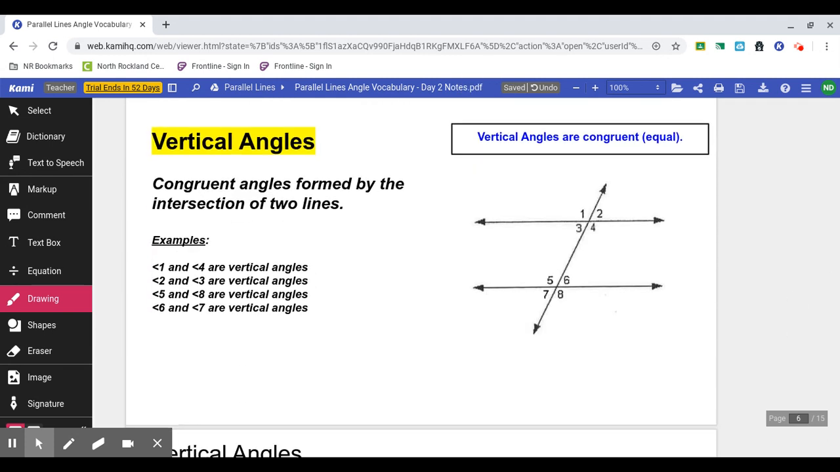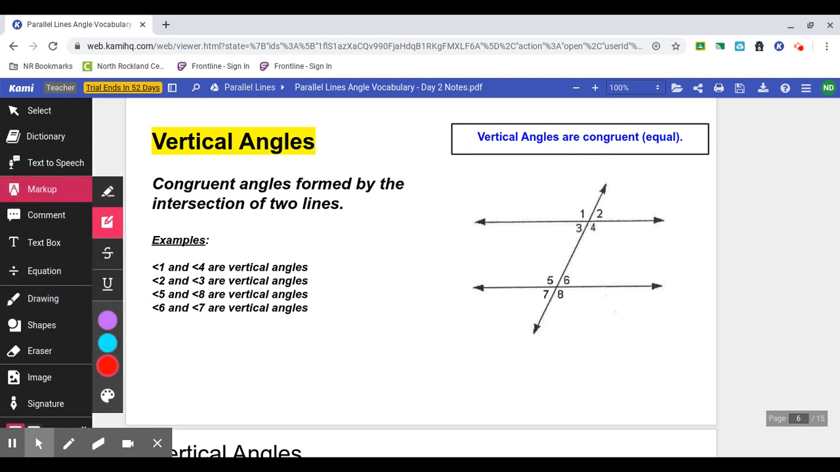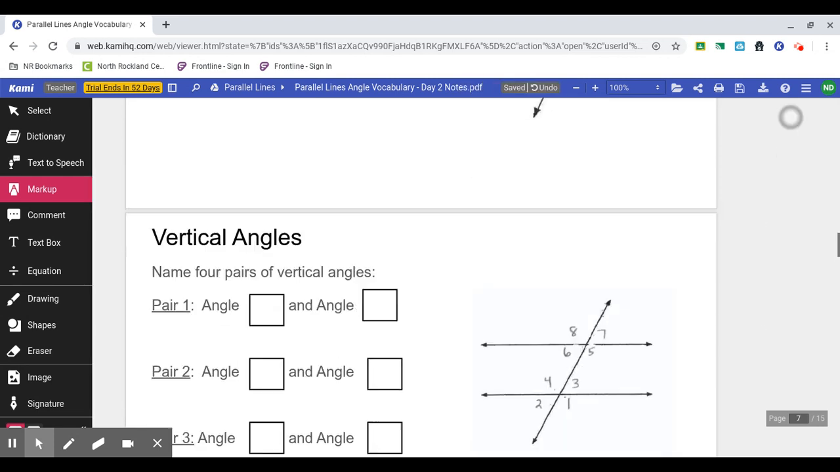Okay, next we have vertical angles. Remember, vertical angles are congruent angles, which means they are equal to each other, formed by the intersection of two lines. So in this diagram, we have 4 vertical angles that are listed out for you. We have angle 1 and angle 4, angle 2 and angle 3, angle 5 and angle 8, and angle 6 and angle 7. The important piece of information here that we must remember is that vertical angles are congruent, which means they are equal to each other.